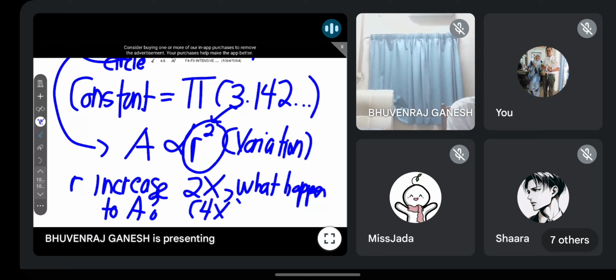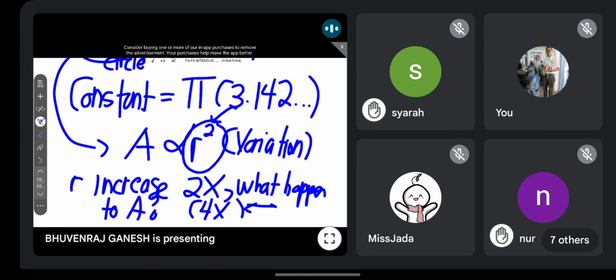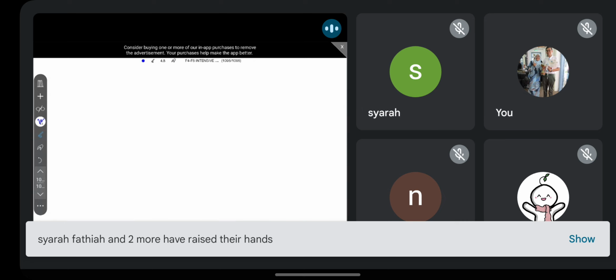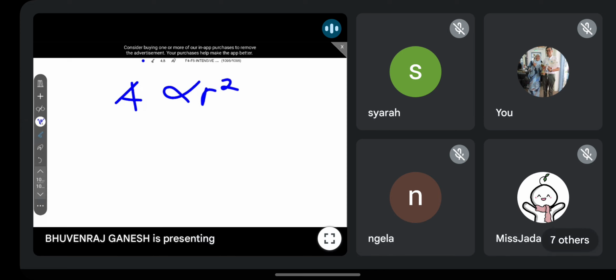4 kali. So anyone don't know the reason, can you angkat tangan? Mengapa jawapan dia 4 kali bertambah? If anyone don't know, please raise your hand. Why is this the answer? Okay, you all don't know, so I show you all. Okay, very simple. A directly proportional to R square. A berkadar langsung dengan R kuasa 2. So I say that R increase 2 times. Maksudnya kali 2 lah. Nilai R kali 2.